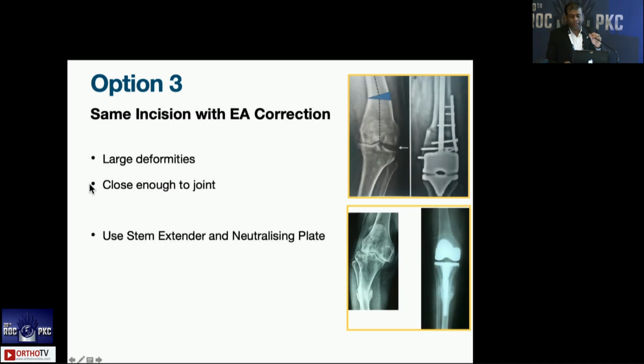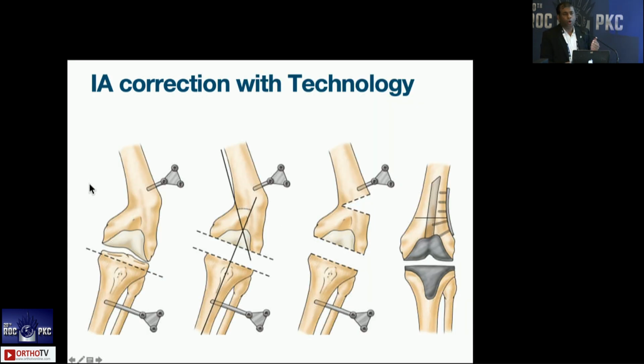Option 3 is this: you have large deformities close enough to the joint, you have to do this. You have to use the same incision, use a plate, always neutralize it with a plate. This is how you do it. On the tibial side, this stem may suffice, but you can do this. It's better to do it with technology, and this is how you can do it. Through the same incision, you can put the stem extender, you can put a plate, always put a neutralizing plate there. So that is when you are doing it close to the joint.